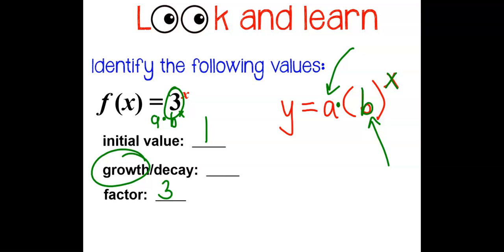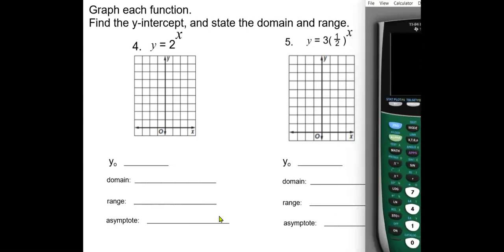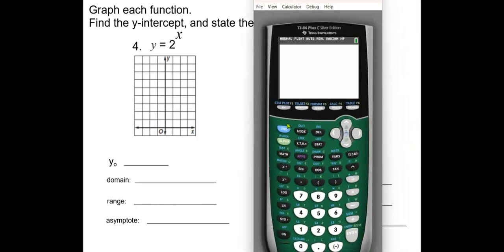Let's practice graphing some exponential functions. You're asked to graph the exponential function 2 to the power of x. You're then asked to state the domain, the range, and possibly an asymptote. That is the horizontal line which the exponential function does not pass. Let's open our TI-84 calculator. On the calculator, we're going to enter into the y equals button our exponential function, 2 to the power of x.